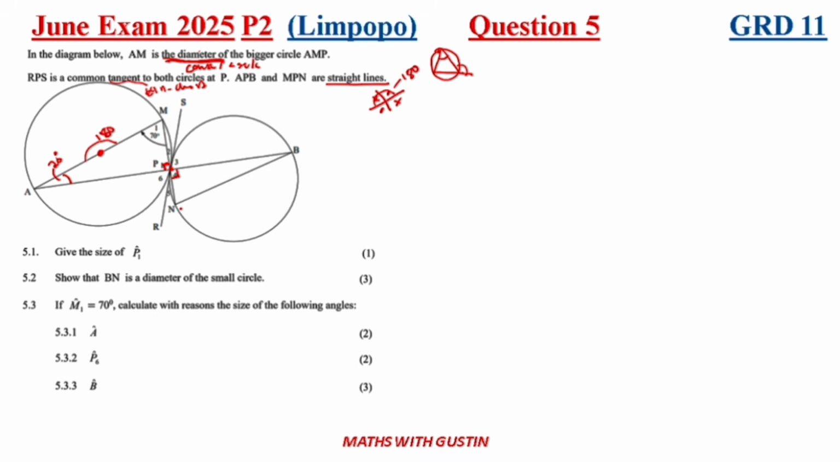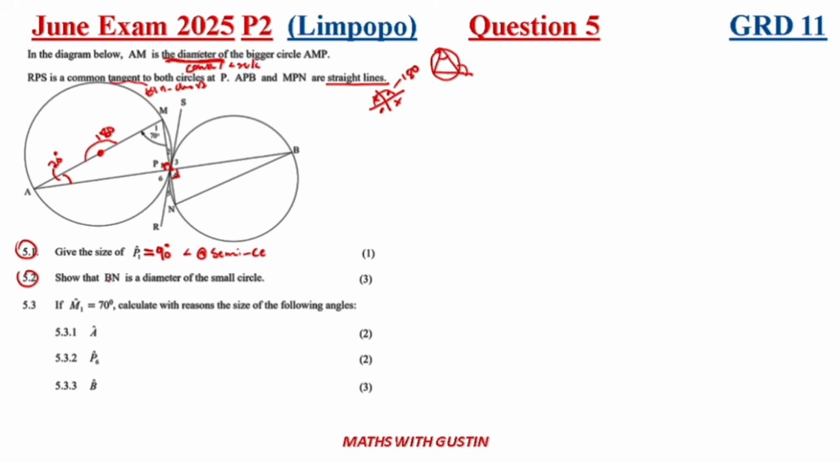Great stuff. If that's 90, therefore this is also 90, vertical opposite angles. Okay, I think let's go and answer the question. They said 5.1, give the size of P1. P1 is 90 degrees. They didn't ask for a reason, but okay, we'll just give a reason: angle at semicircle.